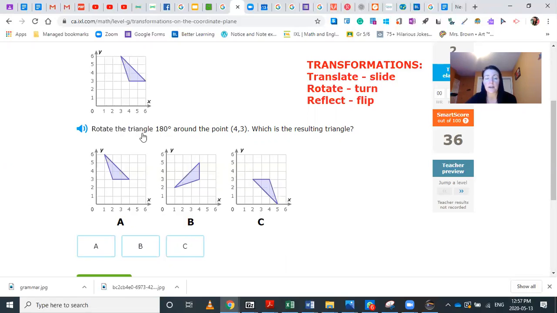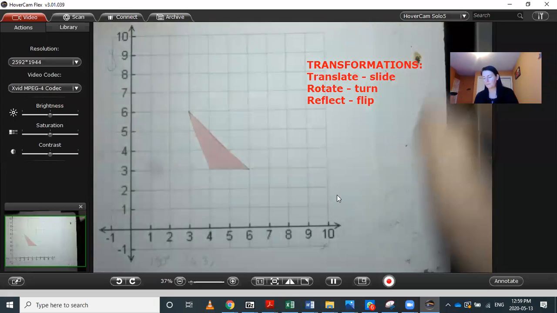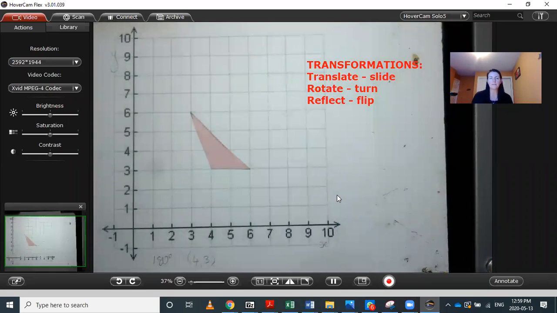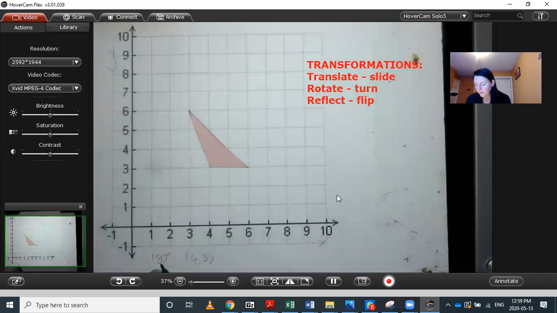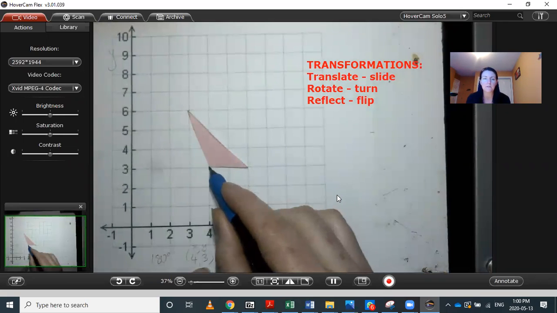Here it says rotate the triangle 180 degrees around the point 4 and 3, and which is the resulting triangle. So let's have a look at it on our coordinate plane. Looking at this triangle, it's saying rotate it 180 degrees around the point 4 and 3. Remember, X, Y. It's always alphabetical, so in case you forget it, that's how you remember, right? So X is 4 and Y is 3. So this is the point that we need to rotate it around.